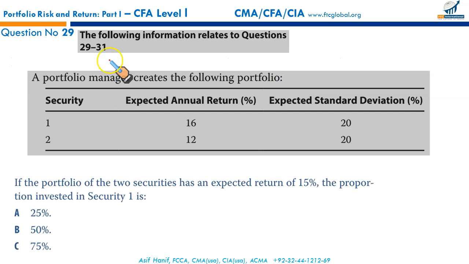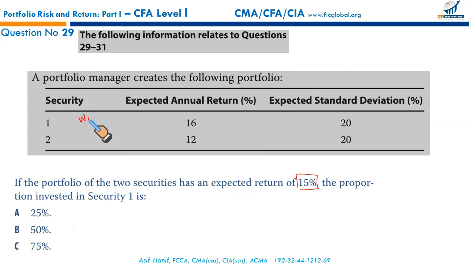Next, we have a set of questions 29 to 31. The following information relates to questions 29 to 31. A portfolio manager creates the following portfolio: security 1, security 2, expected return on security 1 16%, on 2 12%, and expected standard deviation 20% on both. If the portfolio of the 2 securities has an expected return of 15%, the proportion invested in security 1 is, okay, let's say the proportion invested in security 1 is W1.